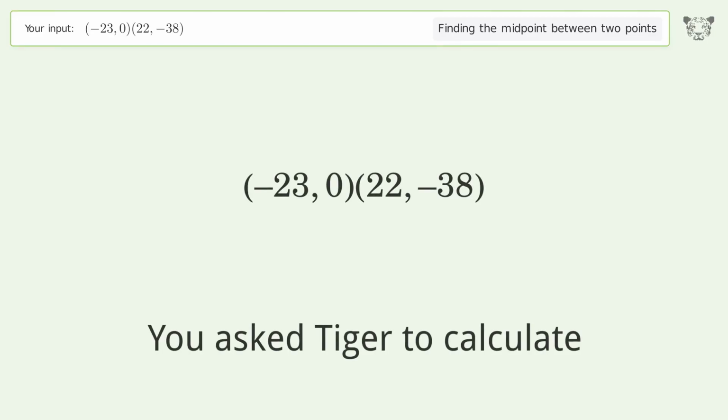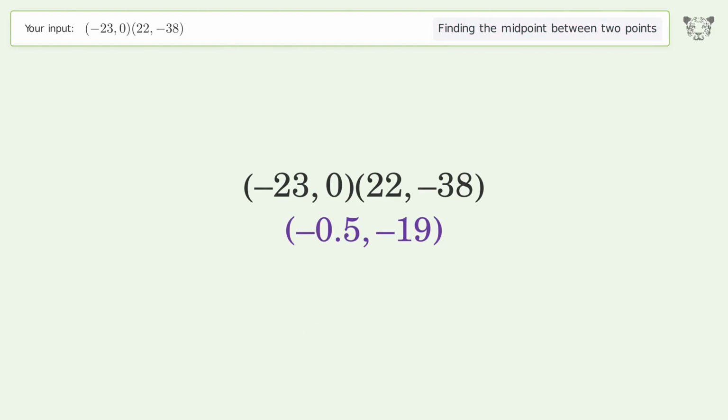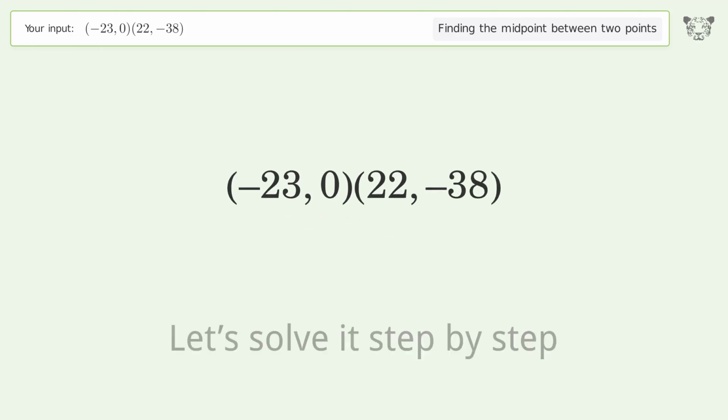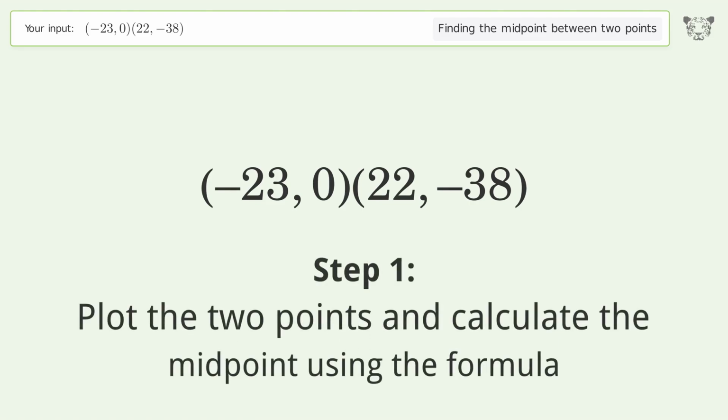You ask Tiger to calculate. This deals with finding the midpoint between 2 points. The midpoint between the 2 points is negative 0.5, negative 19. Let's solve it step by step. Plot the 2 points and calculate the midpoint using the formula.